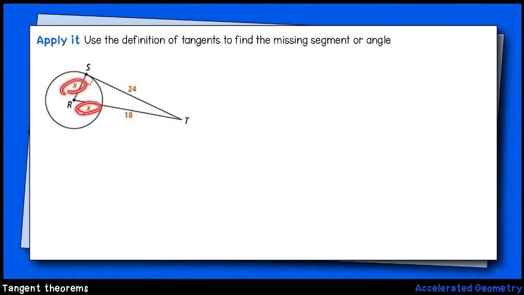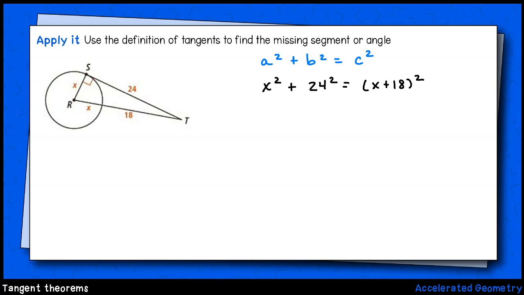This time we're looking for these unknown segments x, which happen to be congruent. In the case of this top tangent, segment ST, we see that segment RS intersects at the point of tangency. So this must be a right angle, and x must be the radius of this circle. Zooming out, we can see that we have a right triangle with a base of 24, a height of x, and a hypotenuse of x plus 18. To solve for x, we'll use the Pythagorean theorem.